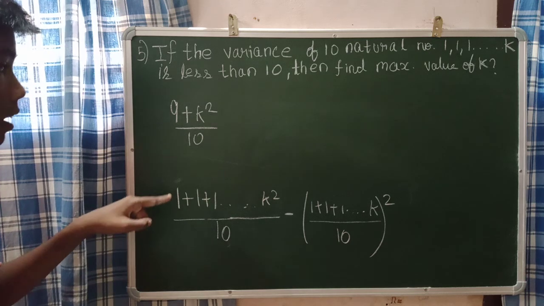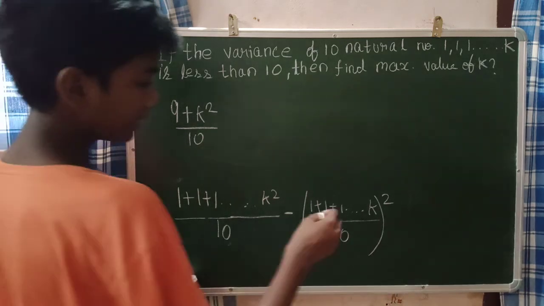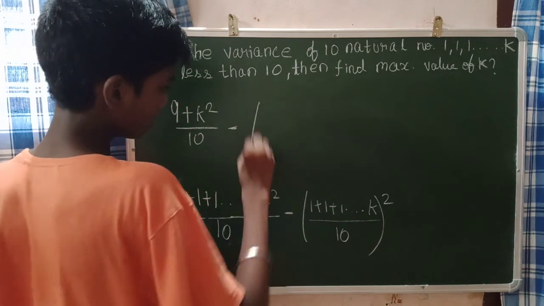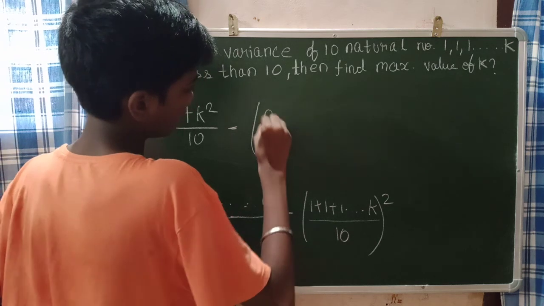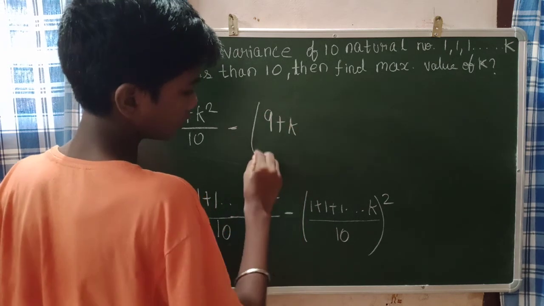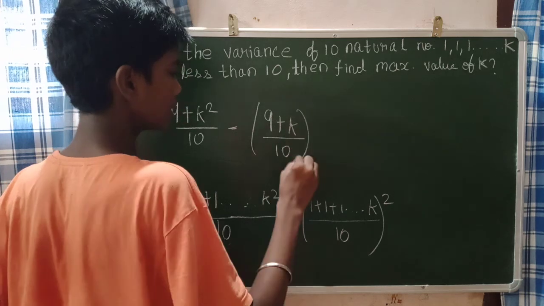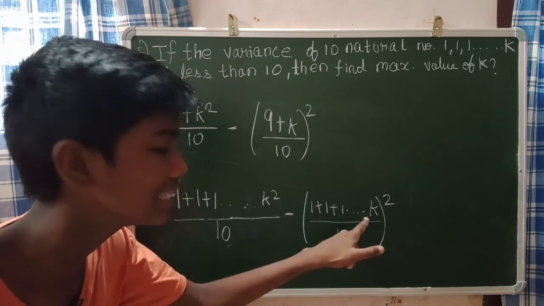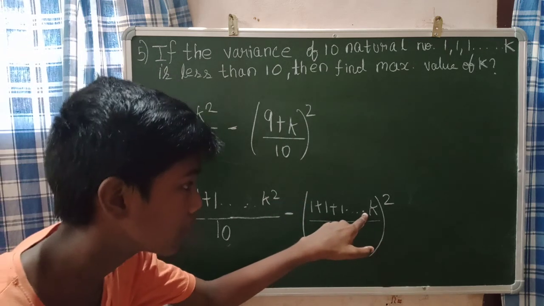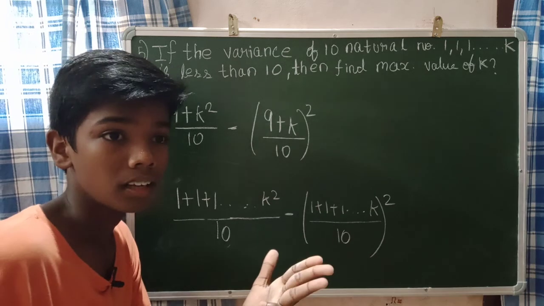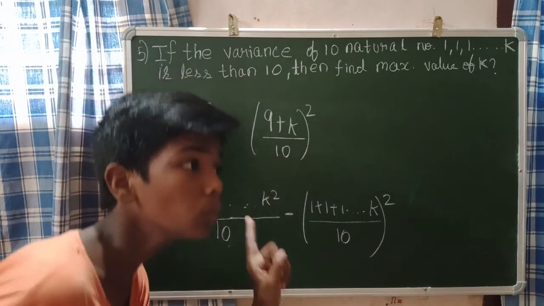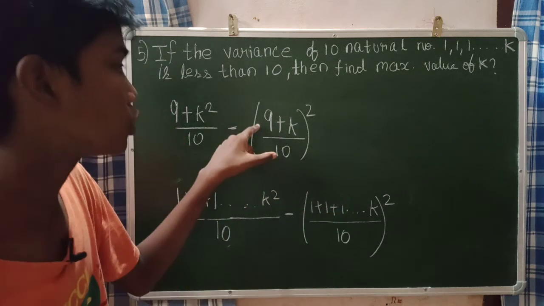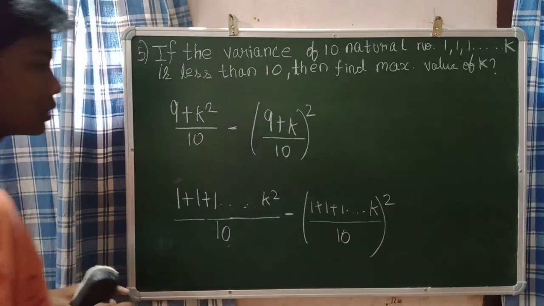Plus k square by 10, then minus of 1 plus 1 plus 1 up to k will be nothing but minus of 9 plus k divided by 10 whole square. This is what you will be getting. Because guys, here also 1 is repeated 9 times and k is the last element. K is the one element and the other elements are 1, and that 1 is summed up 9 times. So 1 up to 9 times will be 9 plus k divided by 10 whole square using the formula.